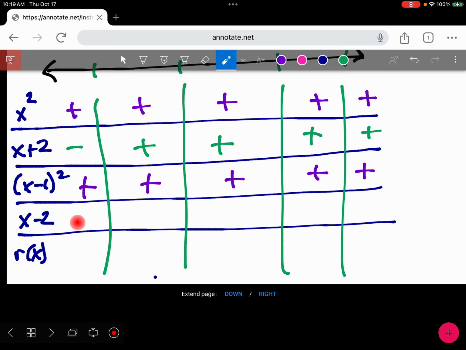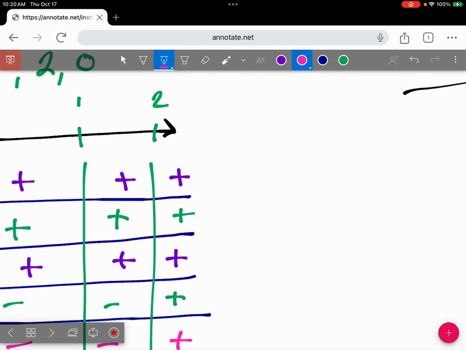So how about with x minus 2? We're going to start with a negative. How about if we're between negative 2 and 0? Negative. Between 0 and 1? Negative. Between 1 and 2? Negative. And bigger than 2? Positive. So our function as a whole, positive times a negative times a positive times a negative, is positive. Positive times positive times positive times negative. And positive.